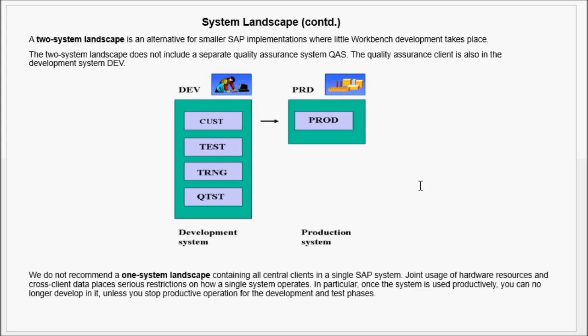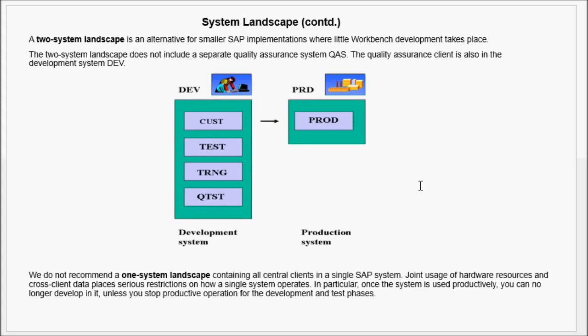Joint usage of hardware resources and cross-client data places serious restrictions on how a single system operates. In particular, once the system is used productively, you can no longer develop in it unless you stop productive operations for the development and test phase.